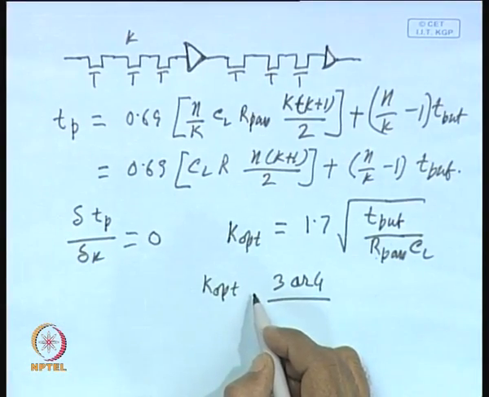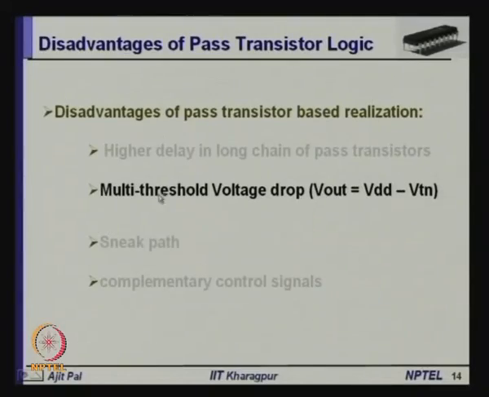Obviously, you cannot nullify it completely, there is no way of doing this, but you can minimize it by using this. So, whenever you are realizing circuits by using pass transistor logic, you will see that after 4 or 5 stages a buffer is inserted and the buffer will reduce the delay. Okay. Now, what is the second disadvantage?